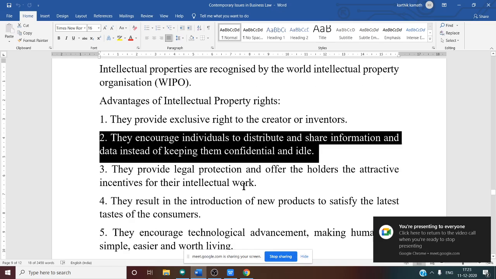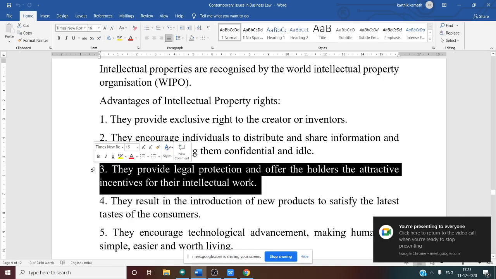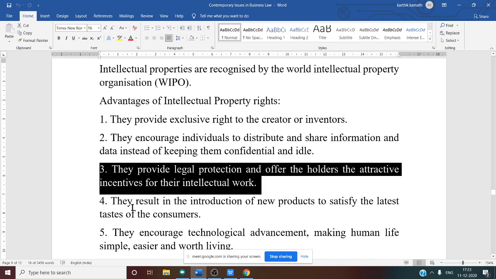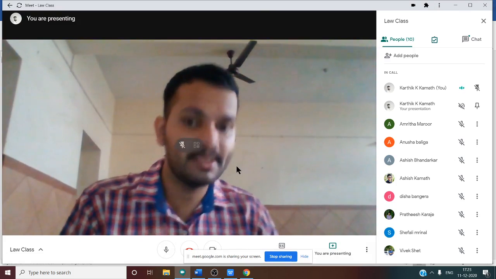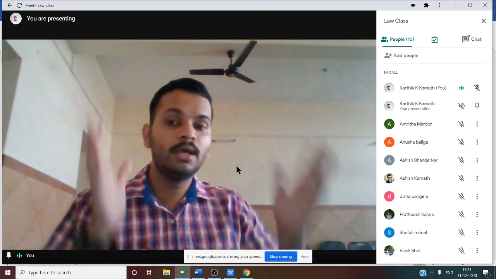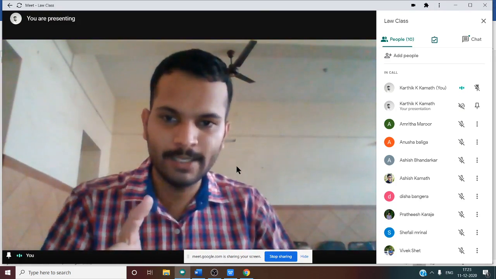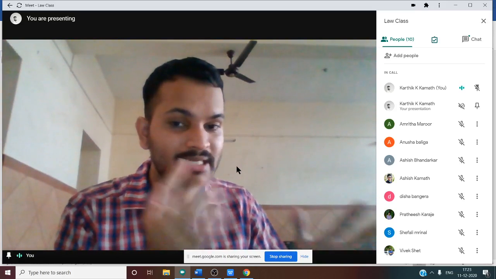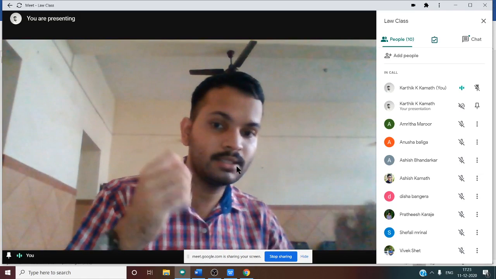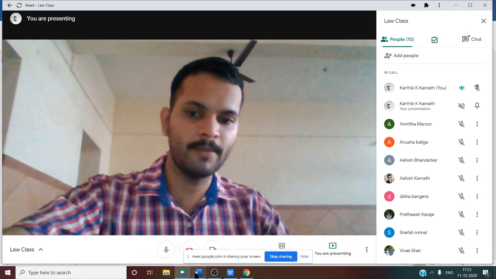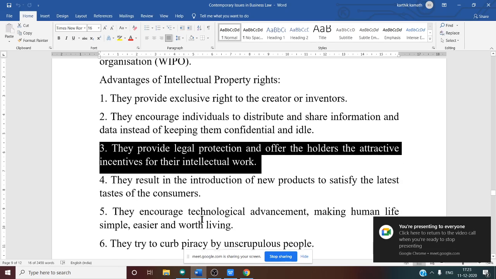Now after this, you see there is a third point. They provide legal protection and offer the holders attractive incentives for their intellectual work. What type of incentives are they talking about? You may think of a royalty. Some kind of royalty is given to the publisher. Suppose you are publishing something, some incentive may be provided. So that is about the third point.